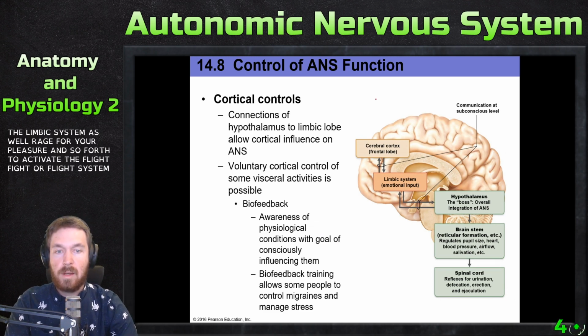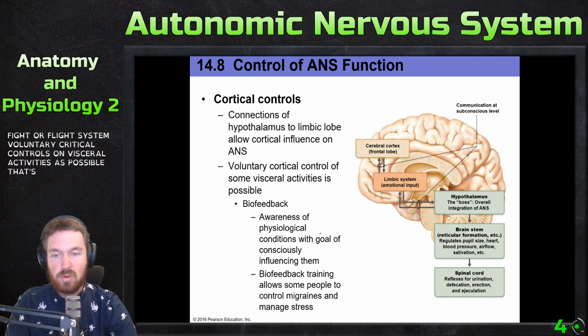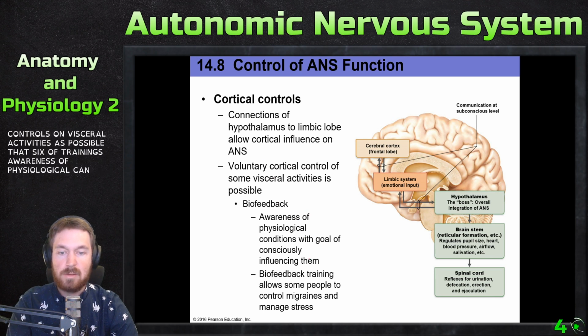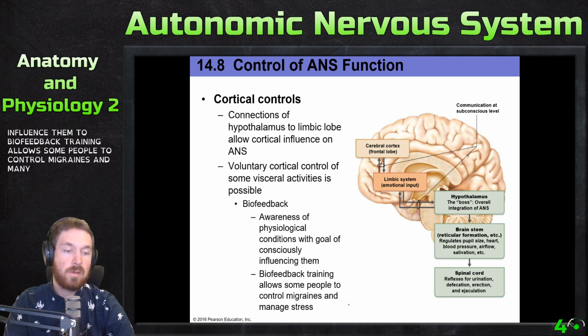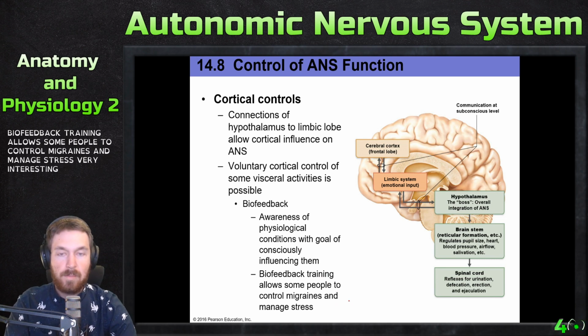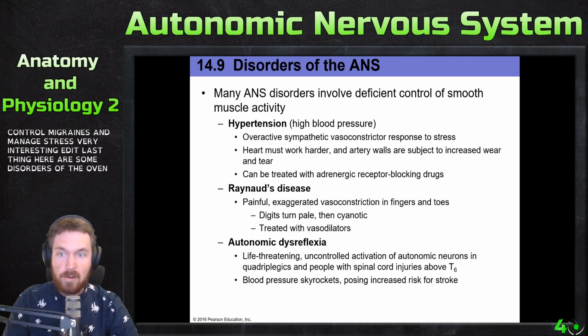Cortical controls then, so cerebral cortex. So voluntary cortical control of some visceral activities is possible. Let's take biofeedback training, so awareness of physiological conditions with the goal of consciously influencing them. So biofeedback training allows some people to control migraines and manage stress. Very interesting. And then last thing here are some disorders of the autonomic nervous system.